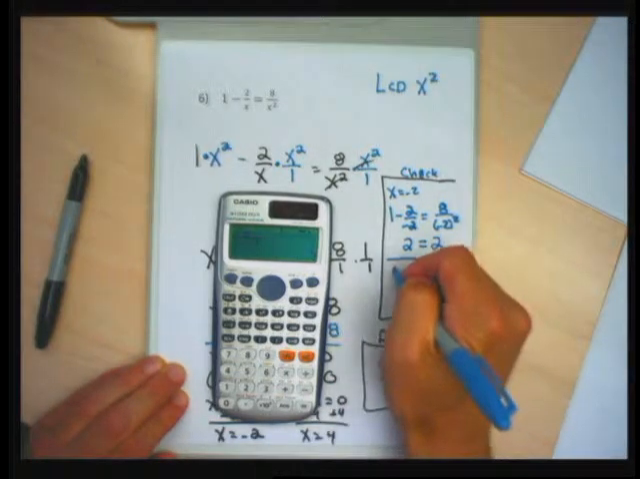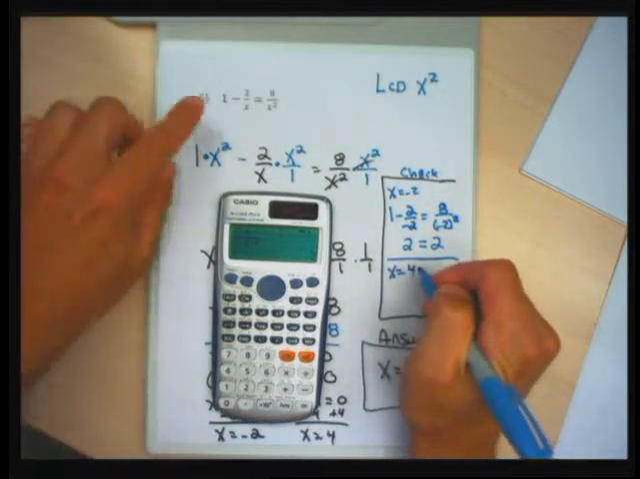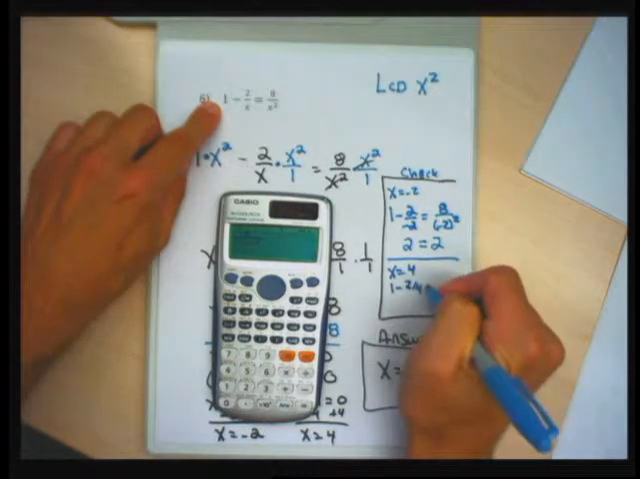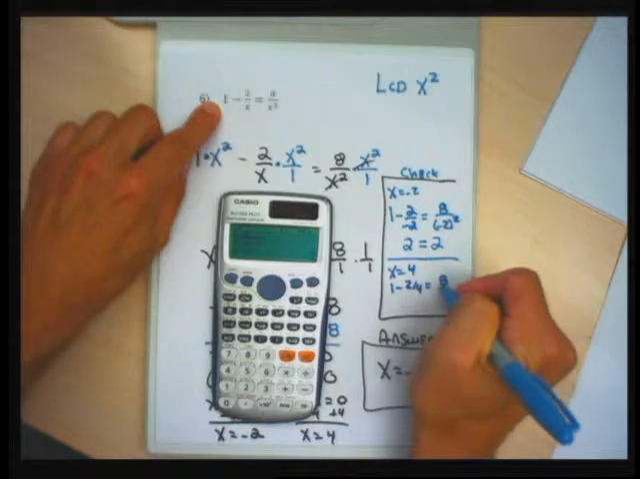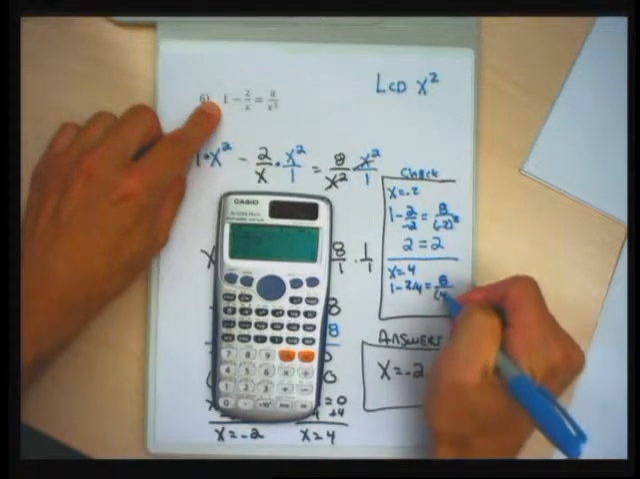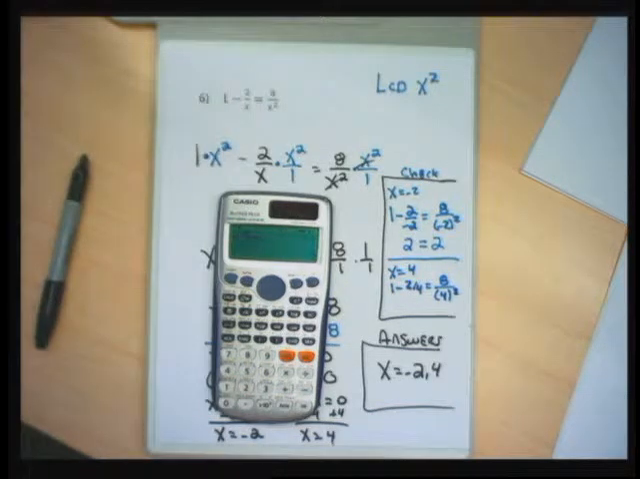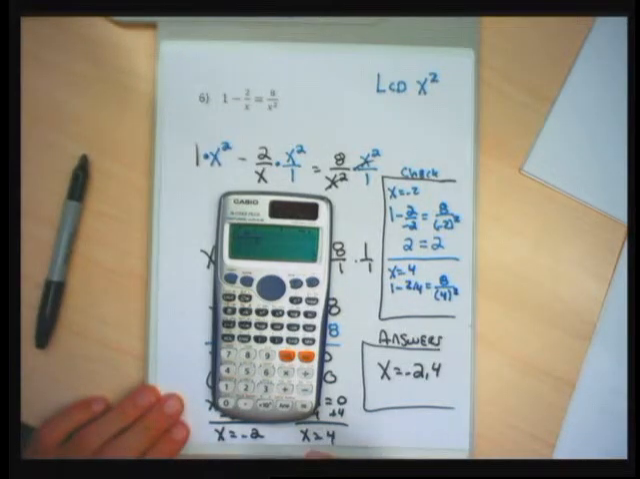Now I'm going to check the x equal to 4. By checking, I'll go to the original problem. I'll go 1 minus 2 over 4 and see if that equals 8 over 4 squared. On the right-hand side, the 4 really doesn't need to be in a parentheses because it's not negative, but it would be okay. Let me do this now.